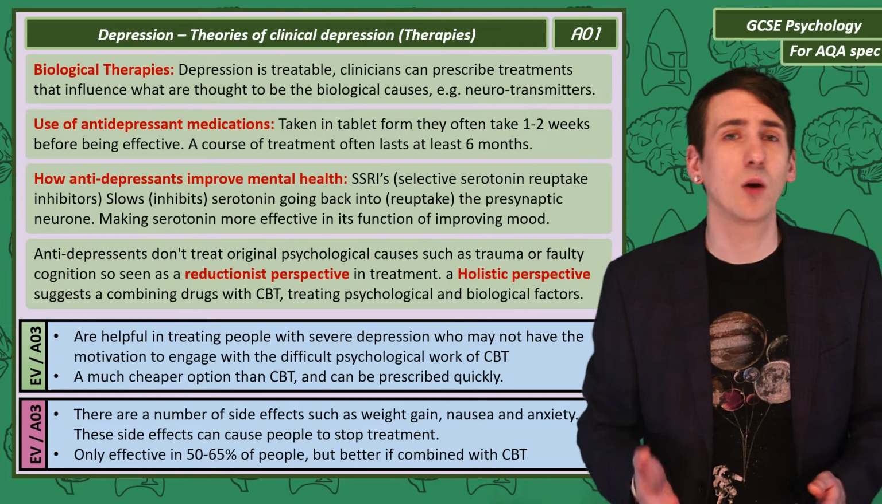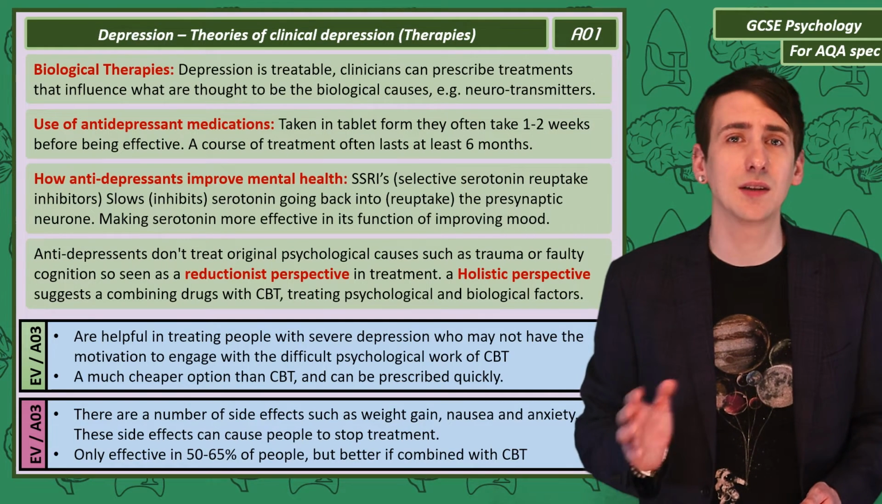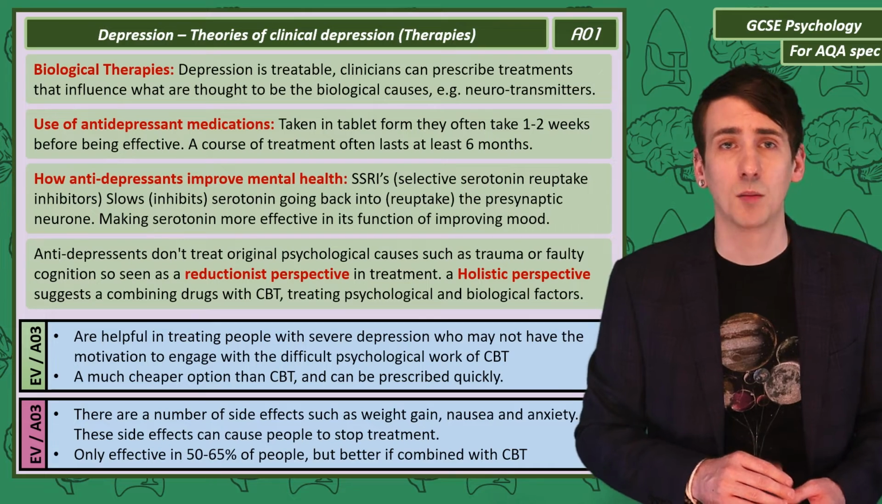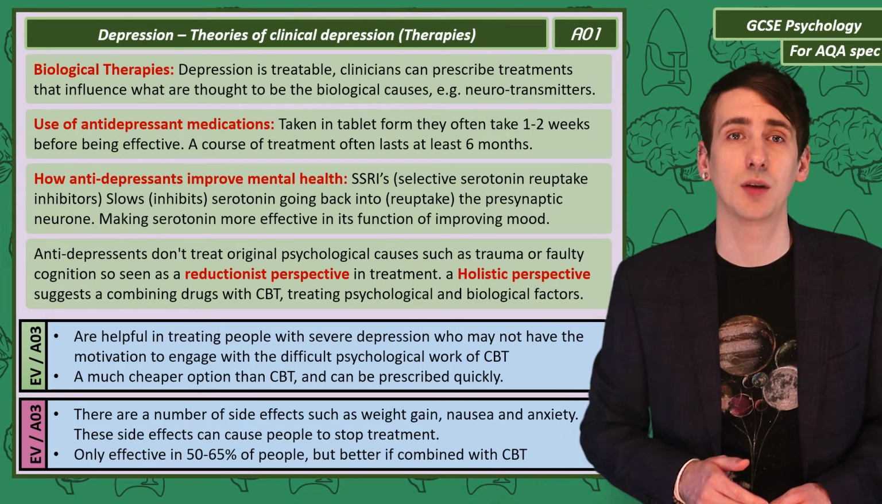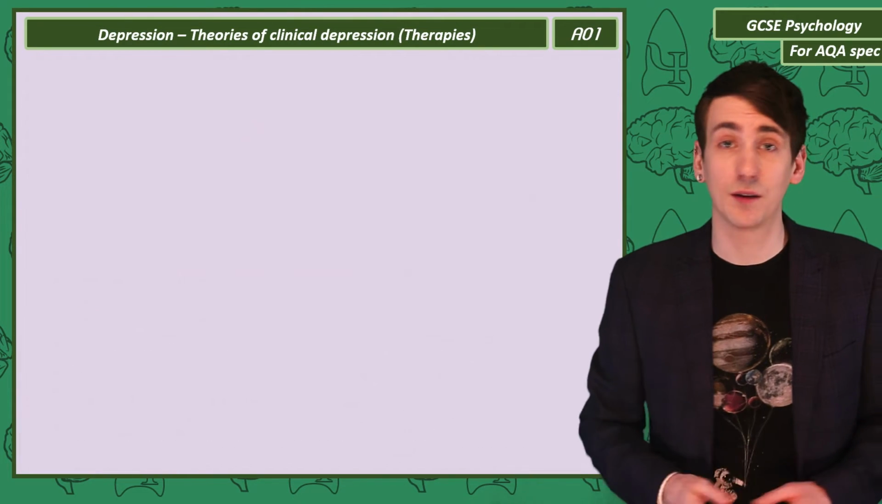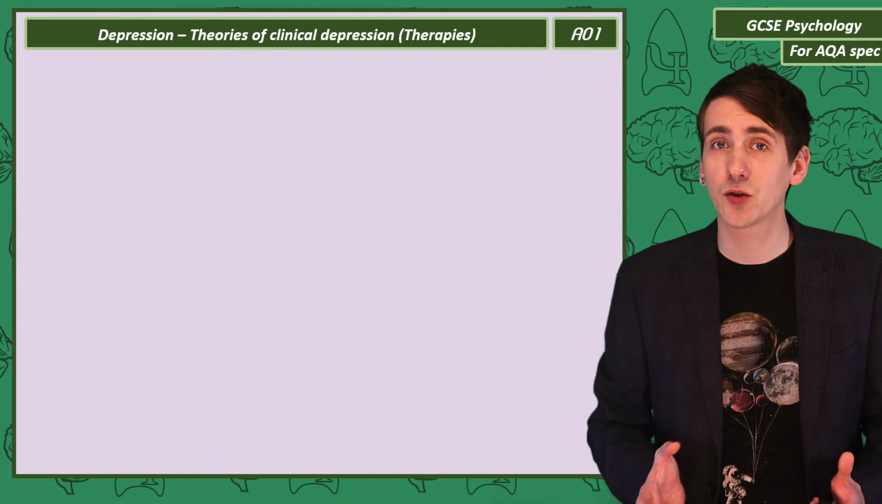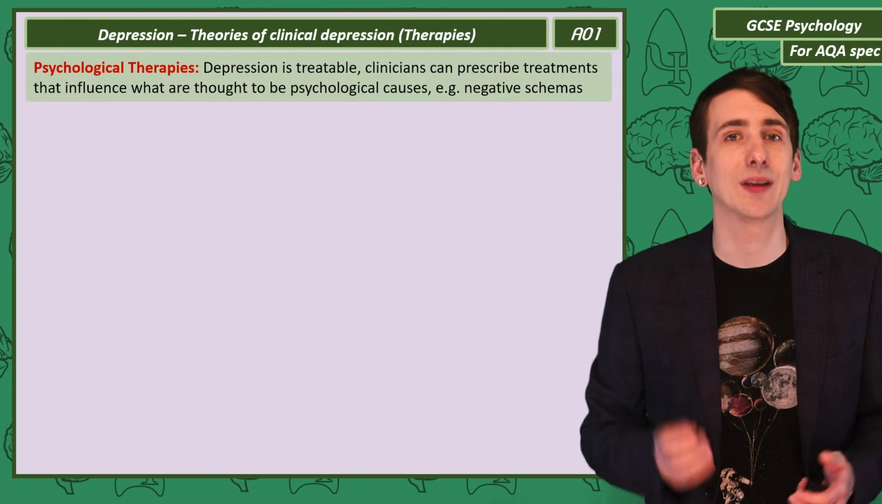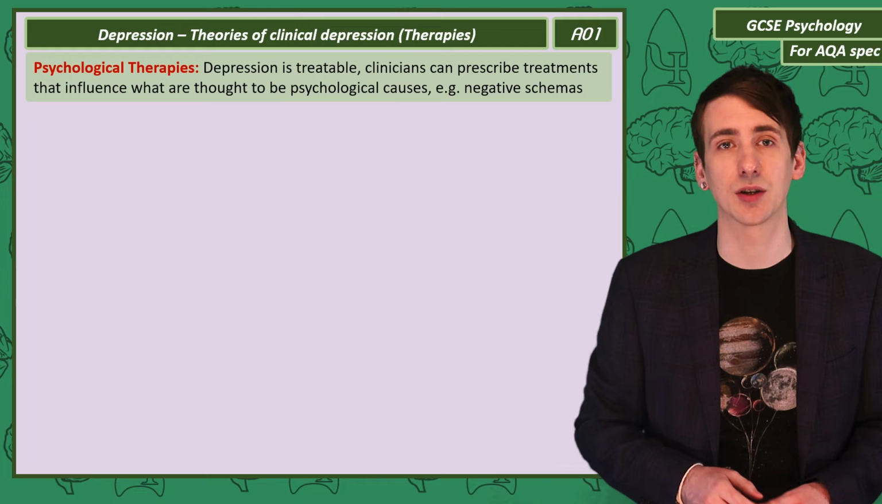Also, antidepressants only seem to be effective in 50 to 65% of people. But that figure improves if combined with CBT. So I've referred to CBT a few times already in this video. It's a treatment that influences what are thought to be the psychological causes of depression.